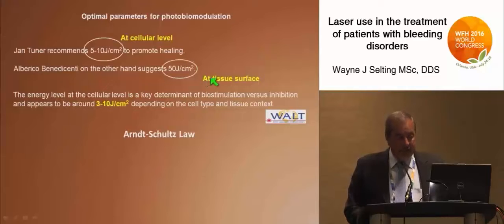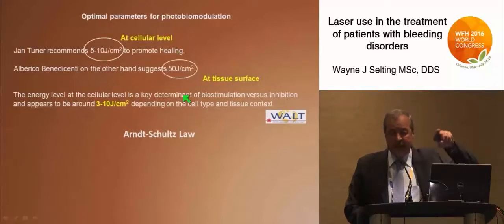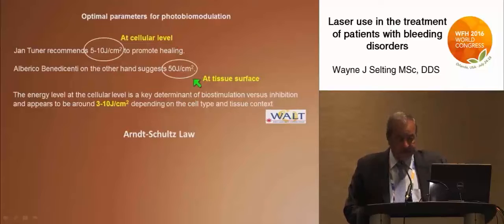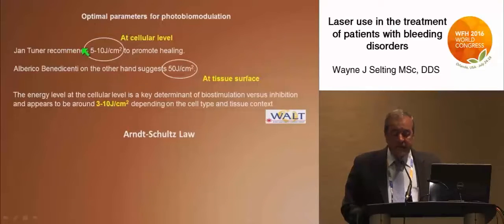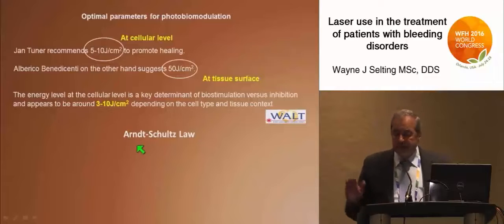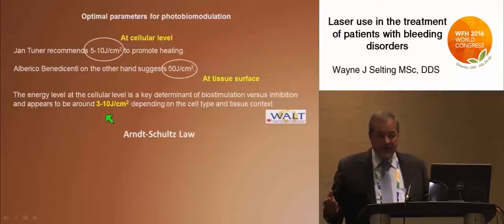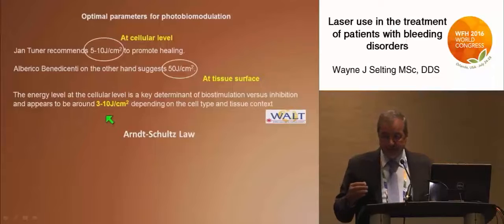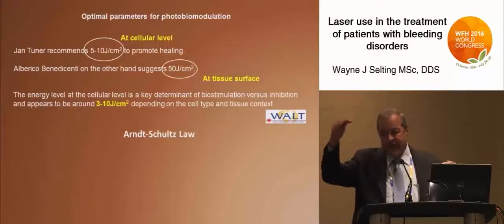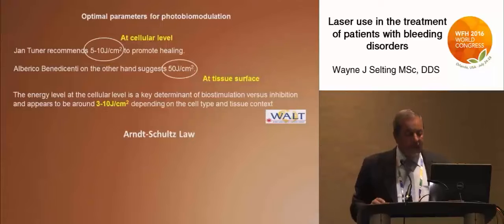And the reason I include this is because this is exactly what Lochner is doing. She's applying somewhere in this level in order to get this level down at the cells. This is all explained by what's called the Arndt-Schultz law, which says that if you're below 3 joules per centimeter squared, you have insufficient stimulation of the cells to do all the things, to increase the mitochondrial energy level, all of those things that we talked about.